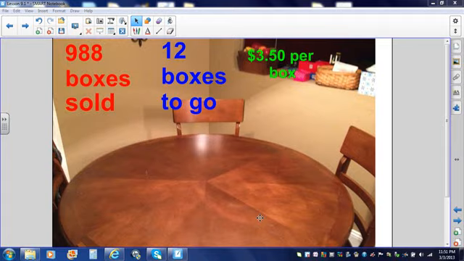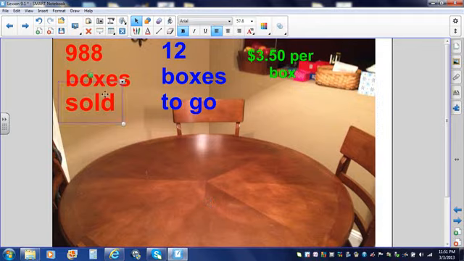What? Can you believe it? I can actually sit at my kitchen table. Nice. Sawyer has sold 988 boxes. 12 more boxes to go until she hits the 1,000 mark. Yeah, buddy. If you'd like a box, they're going quick. Let me know. Only $3.50 per box.